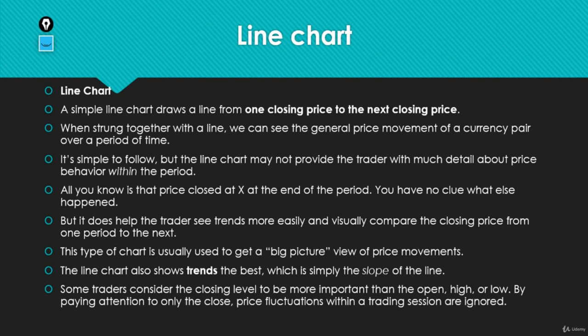This type of chart is usually used to get a big picture view of price movement. The line chart also shows trend the best, which is simply the slope of the line. Some traders consider the closing level to be more important than the open, high or low. By paying attention to only the closing price, the fluctuations within the trading session are ignored, and that can help you. Let me add that it can help you to draw horizontal lines, support, resistance, and to draw trend lines very easily. So let's dive into the other part.